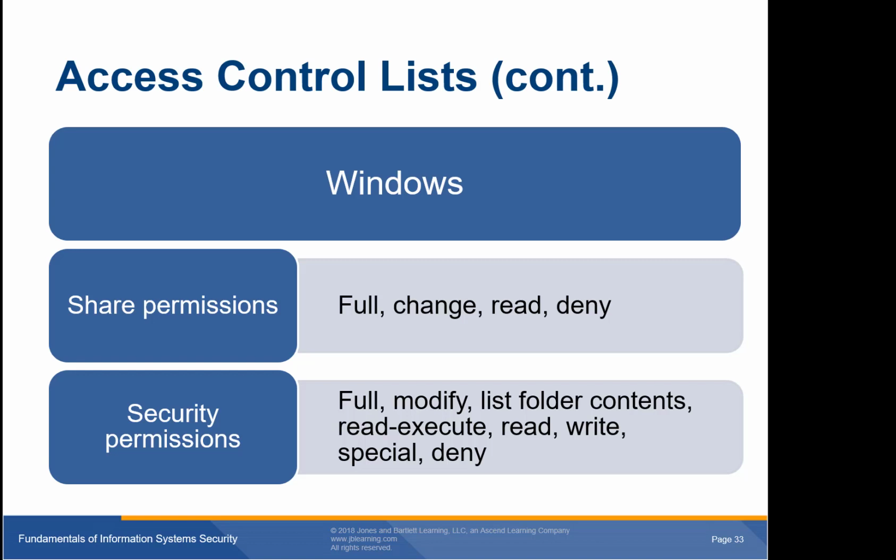And when you have security permissions, you have full, modify permission, list folder contents, read, execute, read, write, special, and deny. In both share and security permissions, deny overrides every other permission. But what happens if no ACL exists for a resource? Most authorization systems use implicit deny, which means that if no rule to grant access exists, access is automatically denied. This approach is more restrictive, but more secure.